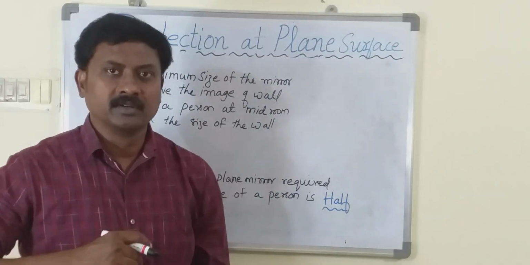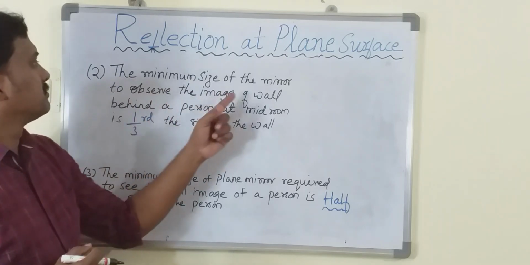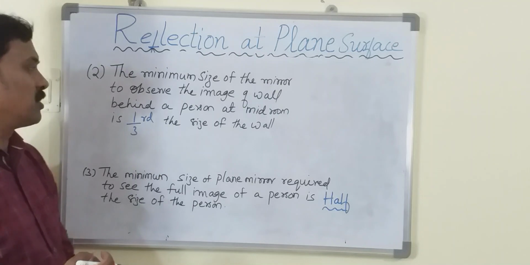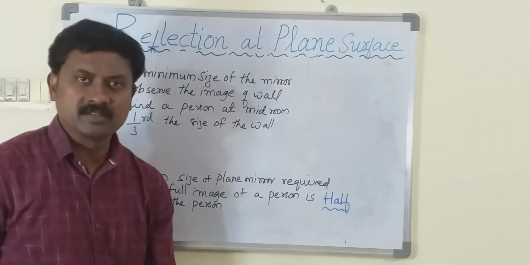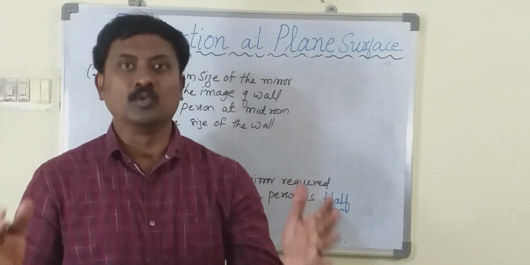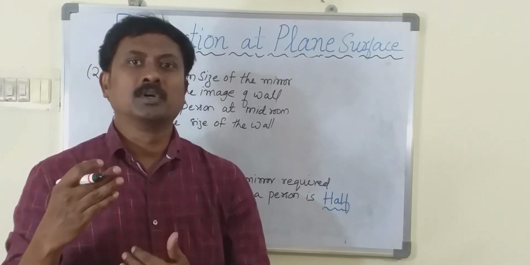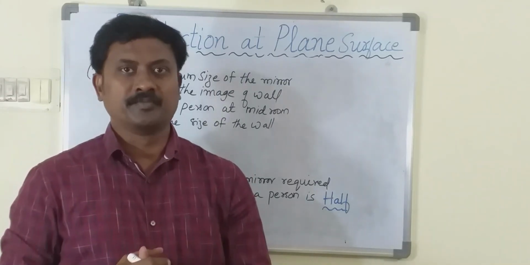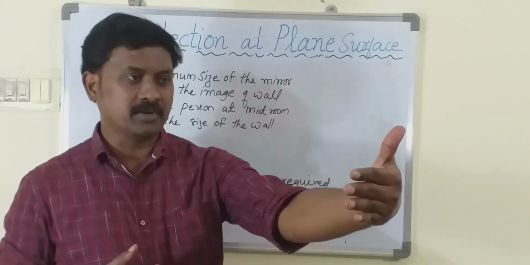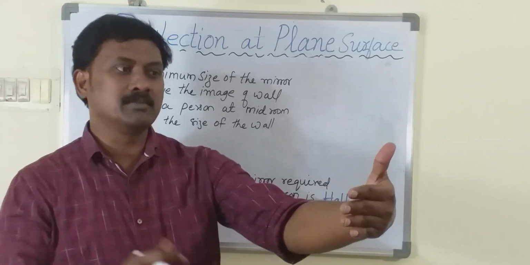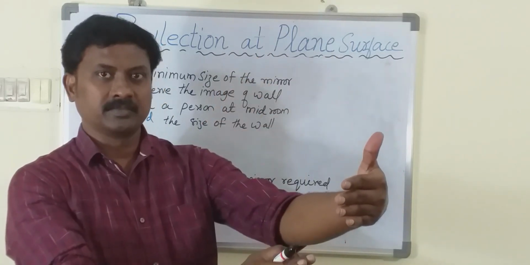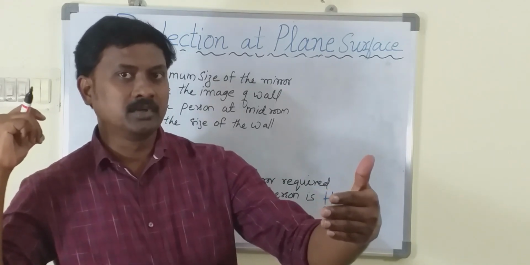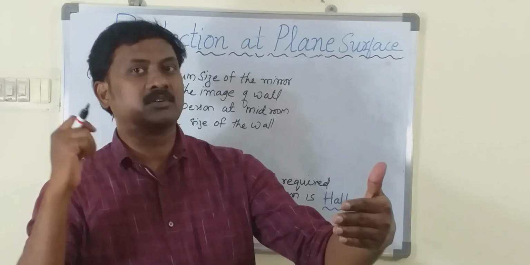Okay. The second formula is the minimum size of the mirror to observe the image of a wall behind a person at mid-room, which is 1/3 the size of the wall. For example, you are standing in the middle of a room and you want to see the complete image of the wall which is behind you. So we have the mirror in front of you and there is a wall behind you. Now the minimum size of the mirror to see the complete image of the wall behind you, the formula is 1/3 the size of the wall.